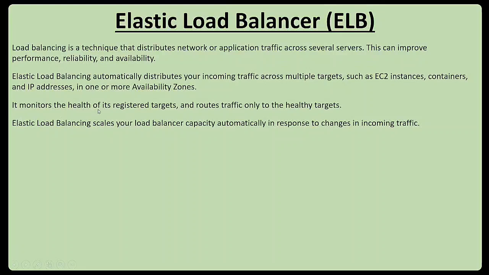So it monitors the health of its registered targets and routes the traffic only to the healthy targets. Let us say I have two or three servers in my group, and my traffic is routed to only one server. After some time, if that server goes down, then automatically my load balancer will test the health of a particular EC2 instance and analyze that this EC2 is unhealthy.